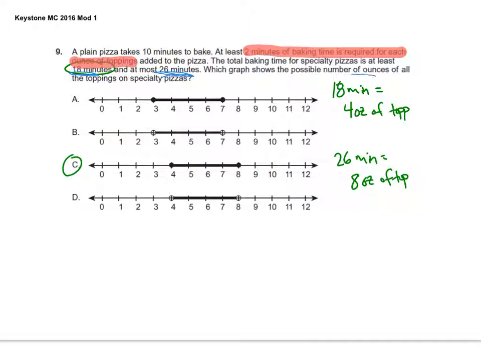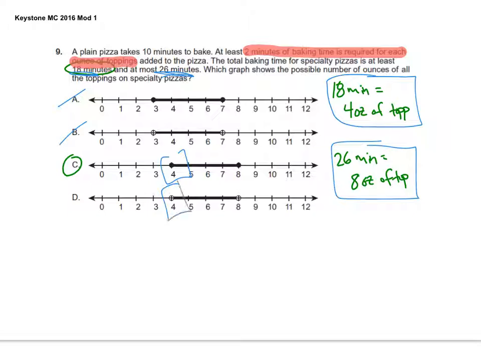So if it's 18 minutes, that means there were 4 ounces of toppings, right? Because it was an additional 8 minutes from that initial 10, so that meant there were 4 ounces of toppings. And if it was 26 minutes, that means there were 8 ounces of toppings. So knowing that, I can eliminate A and B. C and D are basically exactly the same except those circles. Remember, an open circle means it's not included, while a closed circle means that it is included. Okay, it's part of the solution.